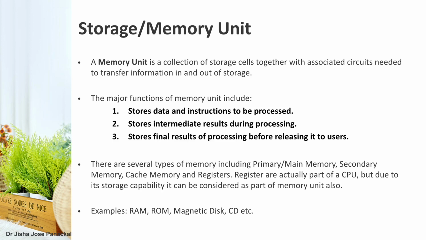There are several types of memory, including primary memory, also known as main memory, and we may use secondary memory, or we can have cache memory and registers. Registers are actually part of the CPU, but due to their storage capability, they can be considered as part of the memory unit also.